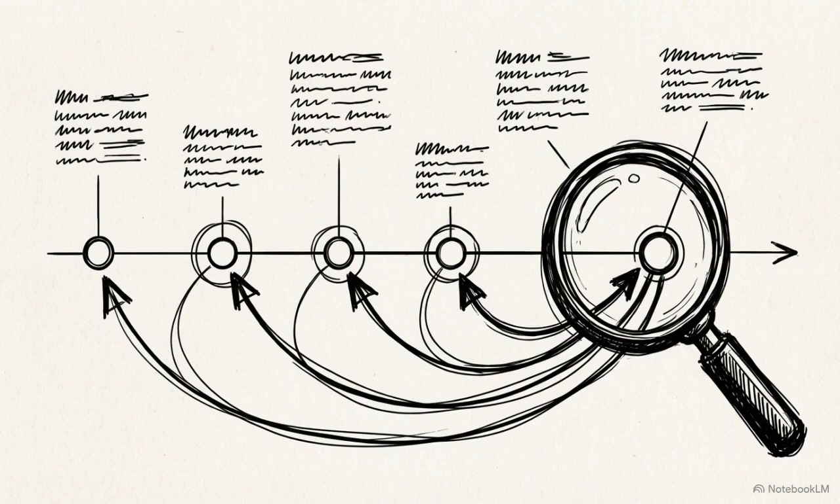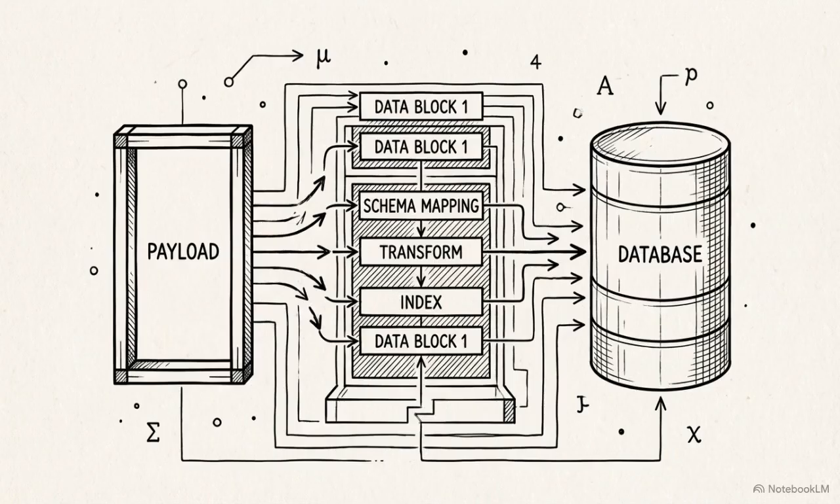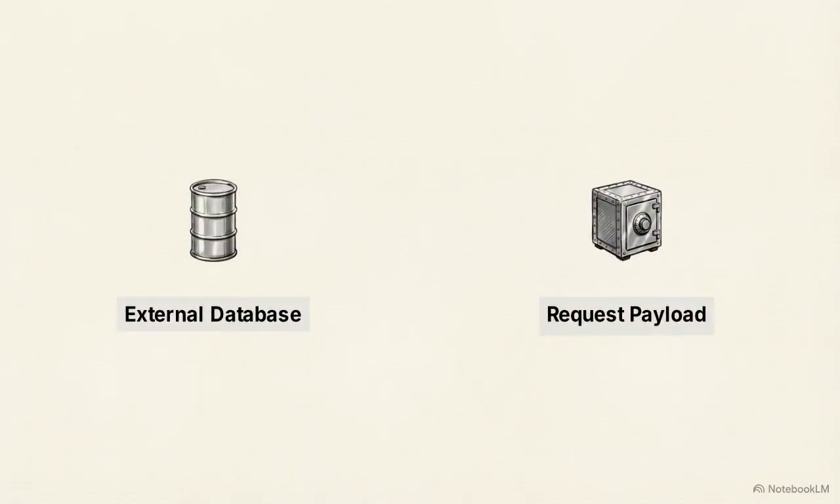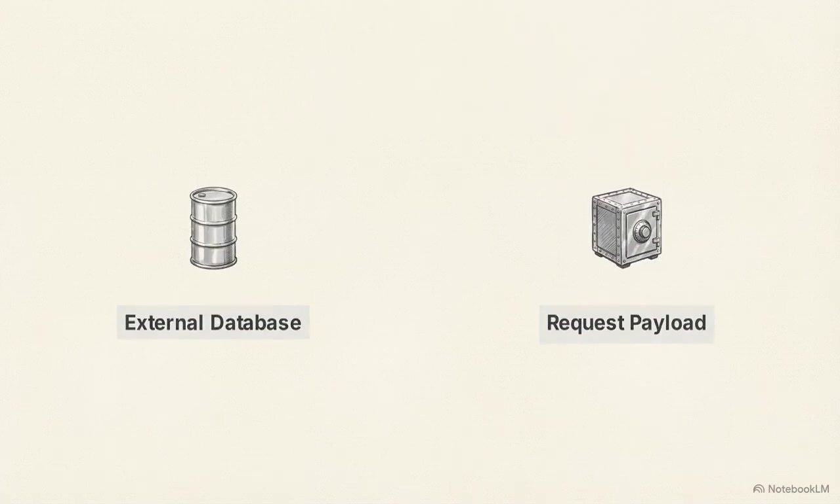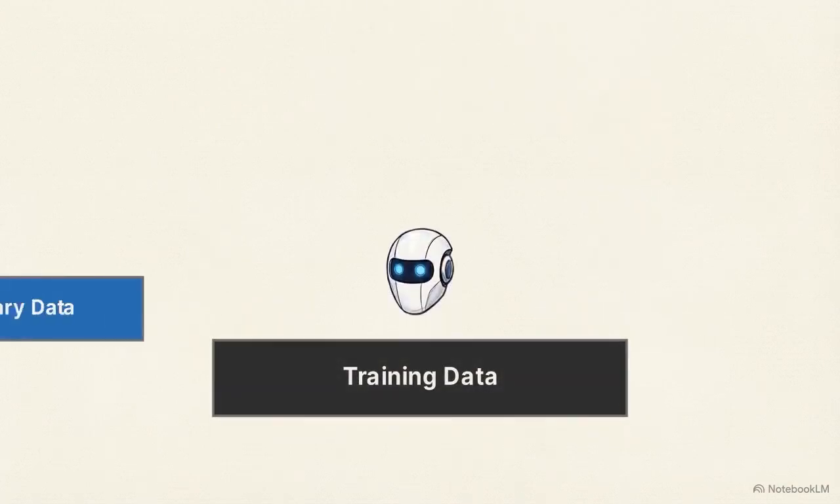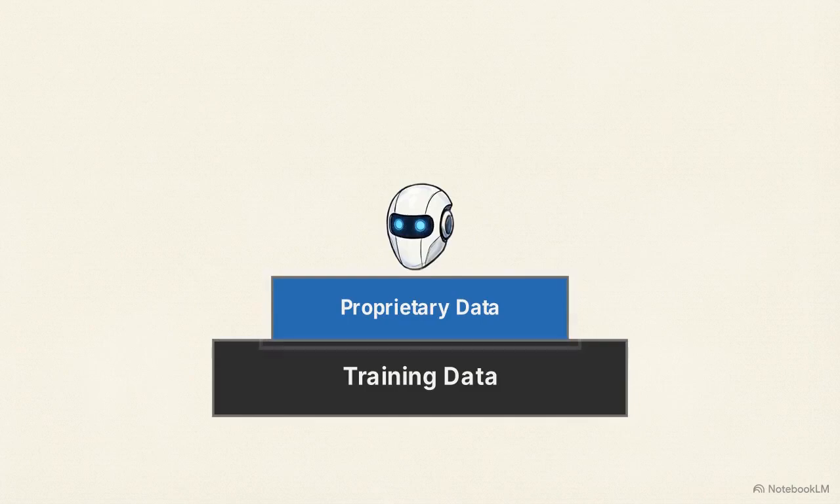continuity across multiple interactions. Engineers also deploy injected context through systems like Retrieval Augmented Generation, or RAG. RAG is an architecture that retrieves relevant facts from an external database and explicitly inserts those text chunks directly into the payload, grounding the model in proprietary data outside its original training set.